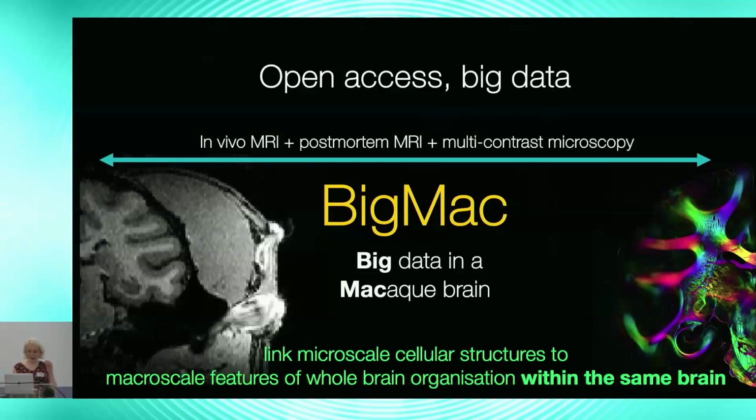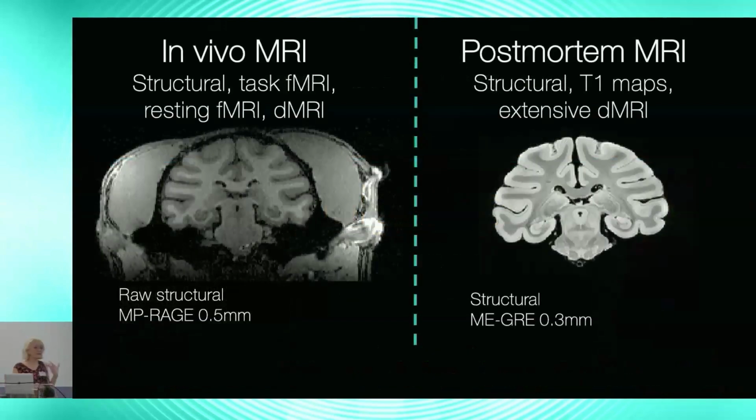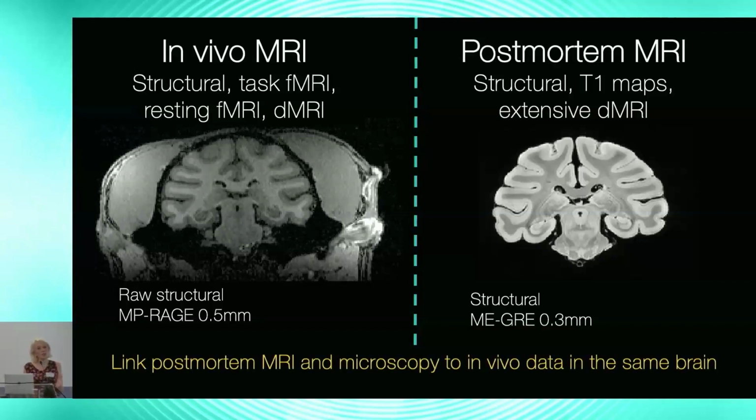So let's unpack BigMac a little. Our in vivo data includes structural MRI, task fMRI, resting state, and diffusion MRI data. Post-mortem, we've got structural again, T1 maps, and then an extensive diffusion MRI protocol, really to look at both the structure and microstructure of the brain. And having both data sets provides us a fantastic opportunity to link our post-mortem MRI and microscopy results to the in vivo data within the same animal.